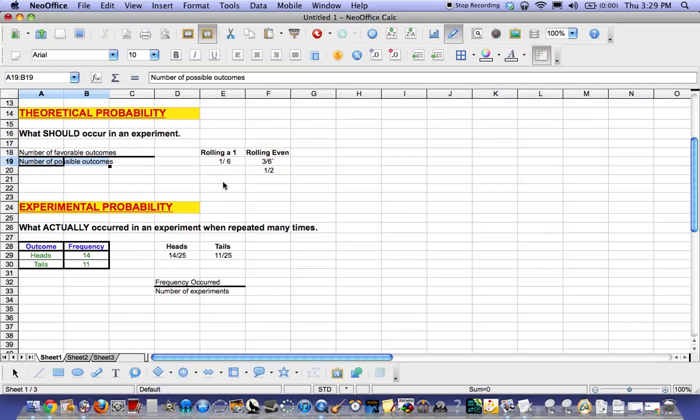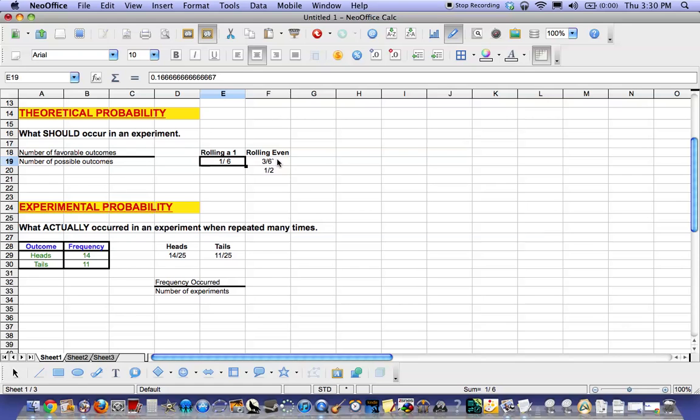If you're rolling a die, there's a 1 in 6 chance that you will roll a 1 because a die has 6 sides with 6 different numbers on them. One of those numbers is the number 1, so that is your one favorable outcome. The number of total possible outcomes is 6 because there are 6 different sides to the die, so there's 6 different outcomes for your roll that are possible.